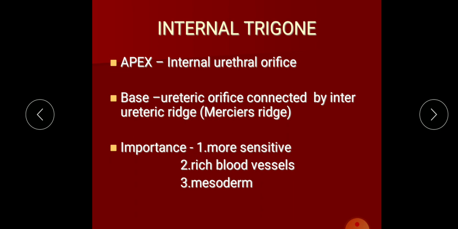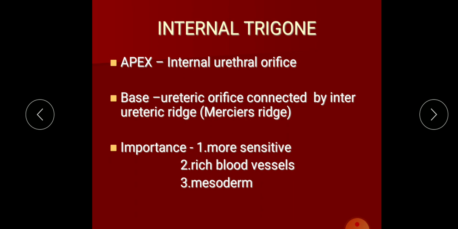What is so important about the internal trigone is that it is the most sensitive part of the bladder and it is highly vascular. In relation to development, remember that the internal trigone is derived from mesoderm. It is actually derived from the absorbed mesonephric duct, which we'll discuss later. So it is derived from mesoderm, highly vascular and sensitive.